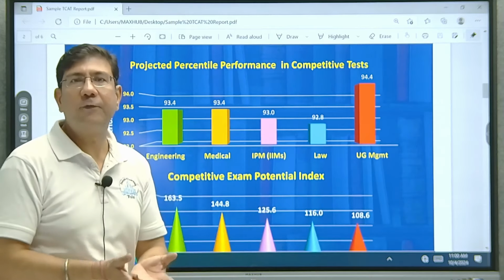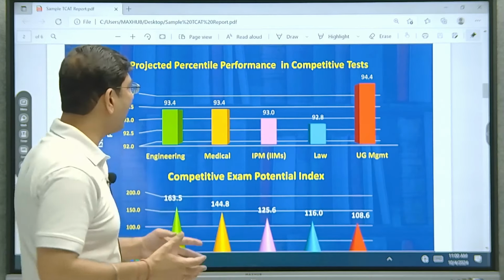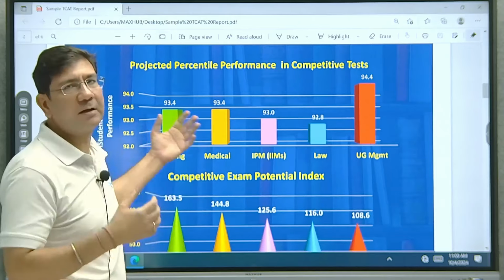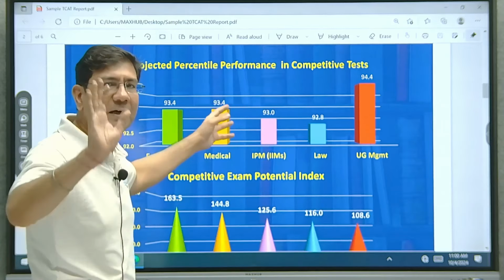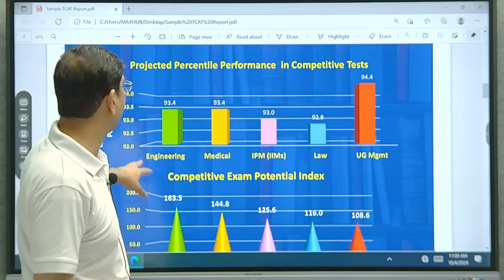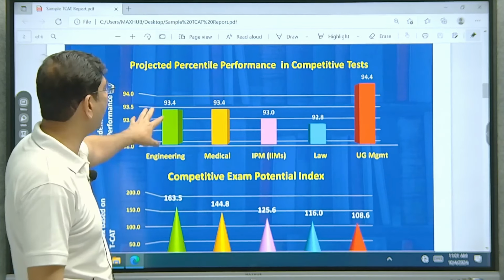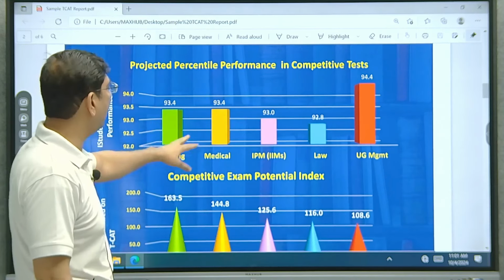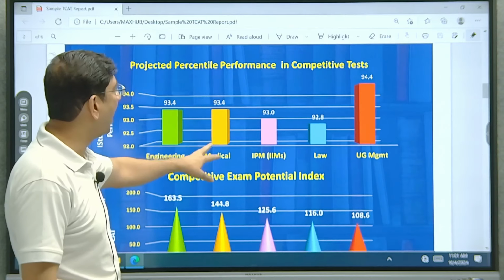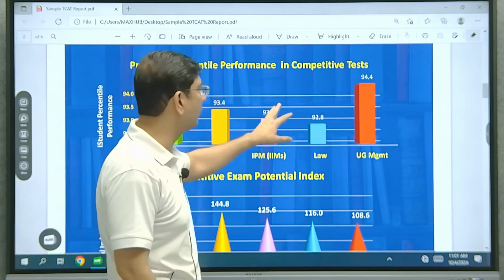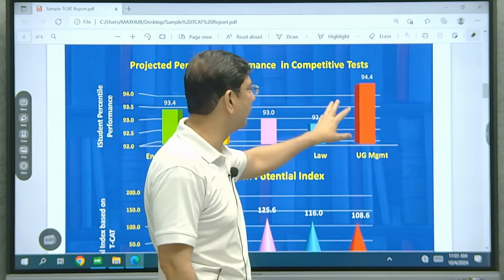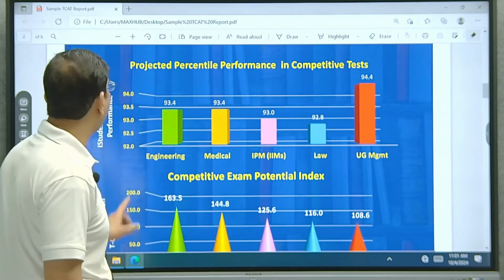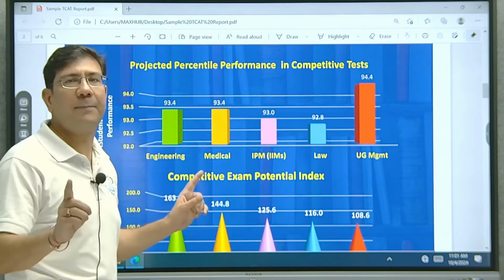So we use an algorithm to arrive at your potential in different competitive tests using purely the subjective performance. So for engineering, the child is at about 93.4 percentile, medical 93.4, law 92.8 and a simple UG management would be 94.4. Again, it's a percentile performance.